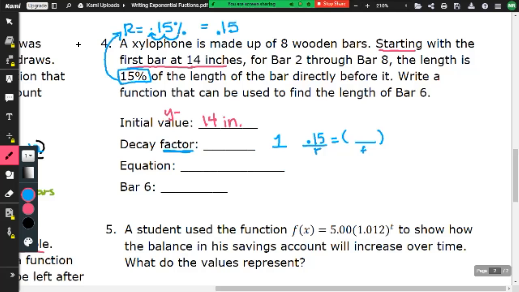If it's only 15% of the length, that means you're only using 15 out of the 100 points. Maximum amount, with an object, is 100%. If you're only giving 15% effort, are you giving more effort than you can? No, you're giving less effort. If I tell you that on your homework, you're only giving me 15% effort, are you giving me more effort, or less effort than you can possibly give me? Less, so it's decay, okay? Now that 1 minus 0.15, what does that give us?